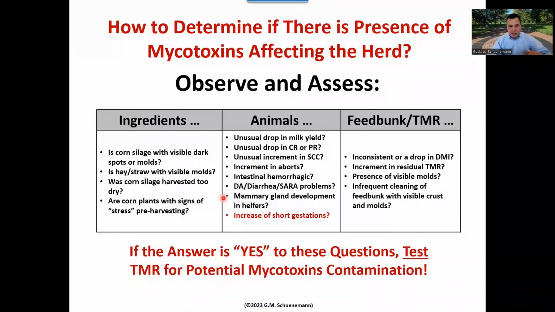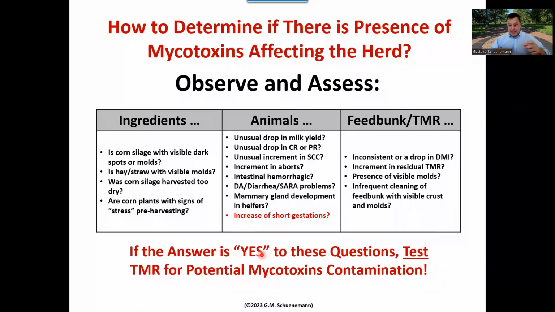And I go through these questions, such as visual observation of the ingredients, and animal feedback. When I see that they are struggling with some of these questions and the answers all come yes, it's not like you are going to start using the binder, but that triggers the next step, which is testing. This is when we test the TMR. We start with the TMR, and then we might go to the specific ingredient.